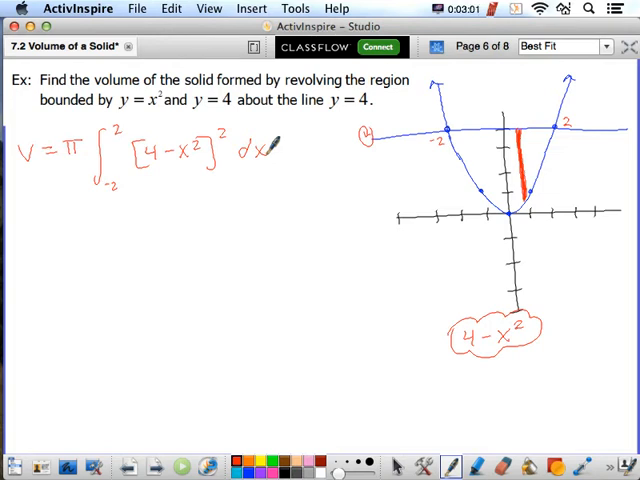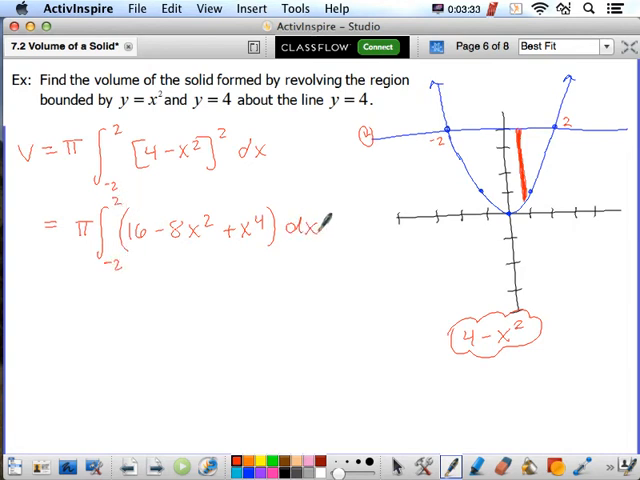Any questions so far? We're good? Okay. All right, so if we go ahead and FOIL that out, and remember we have to FOIL it because we don't have a negative 2x that we could sacrifice, so we can't just use the power rule. So we'll go ahead and square that, and we get 16 minus 8x squared plus x to the 4th. And that's from negative 2 to 2 with respect to x.